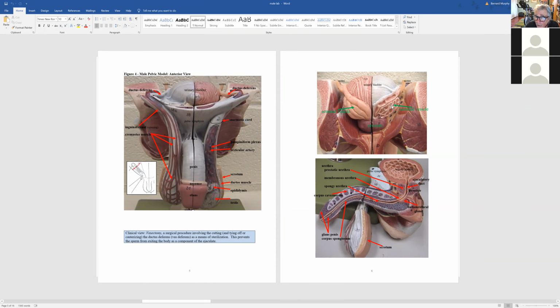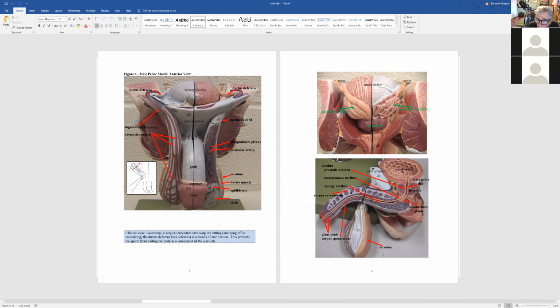But here is that other male gland I was talking about, the seminal vesicle on both sides. The vas deferens goes right through there, and those glands contribute fluid to semen. Okay, and then we go on to the cross section here.